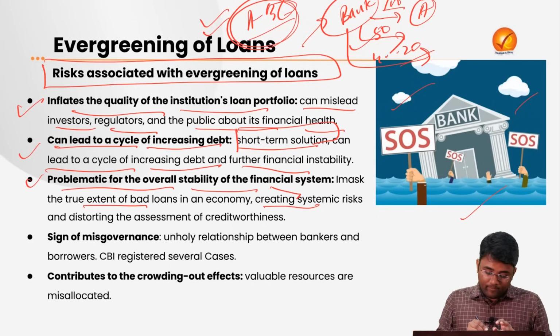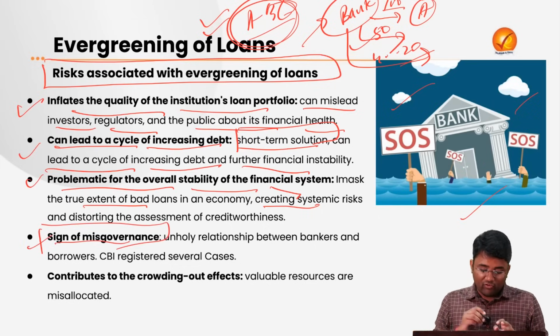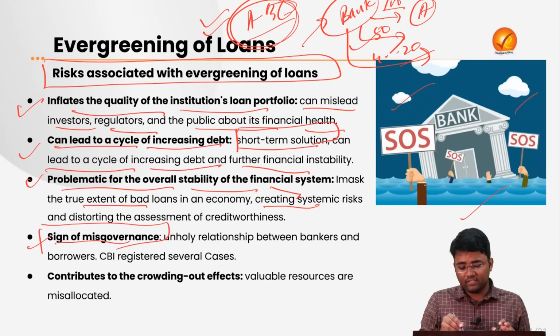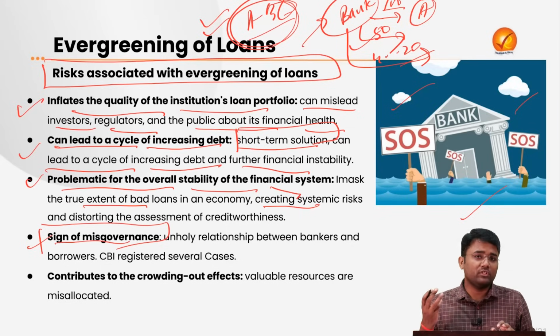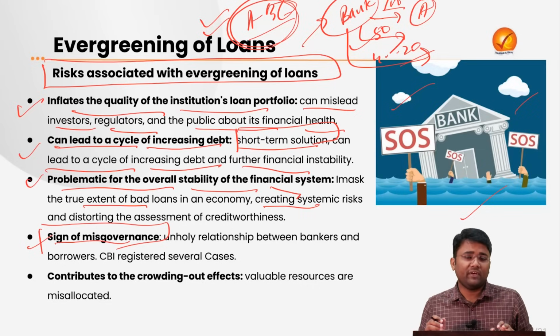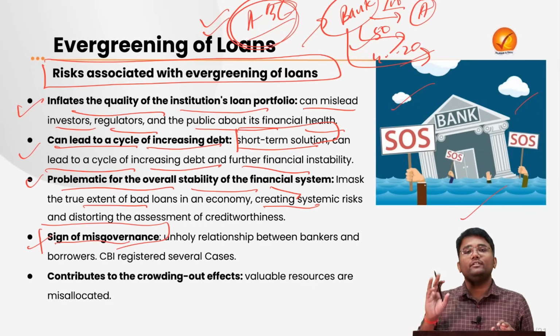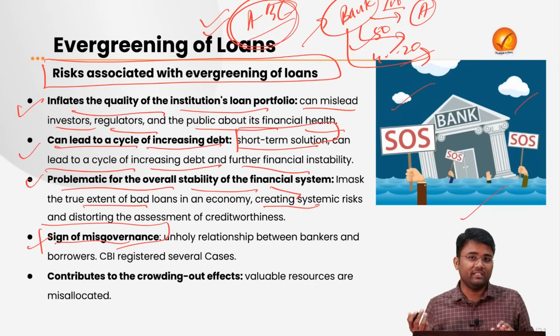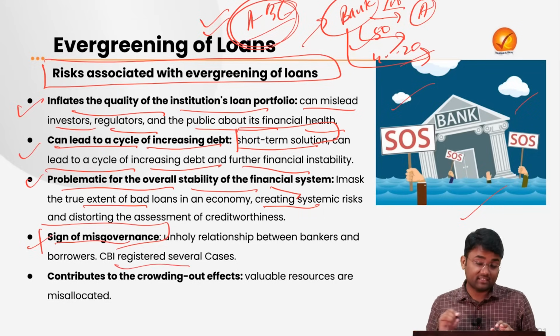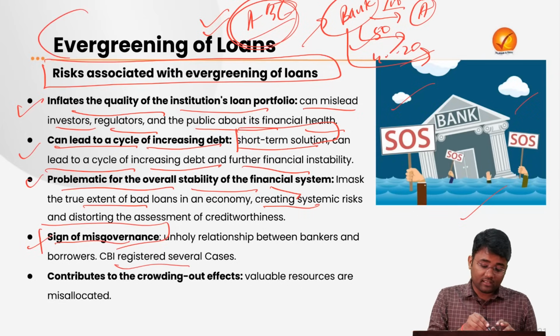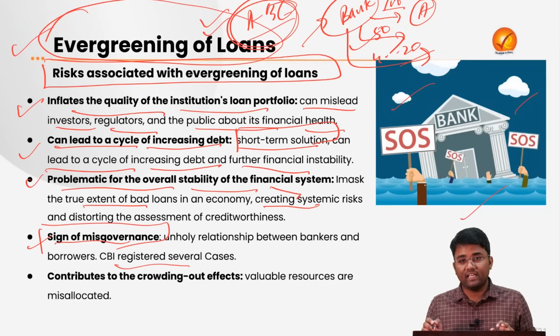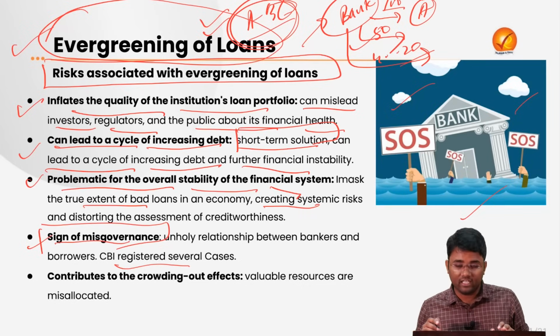And next, it is also a sign of misgovernance, because of the person who wants to invest in this particular bank, or the financial data that we have to give to the government, when we are not providing a true picture, it is a sign of misgovernance. And time and again CBI has registered several cases against members of the boards serving under different banks, on allegations of the evergreening of loans to their near and dear ones.